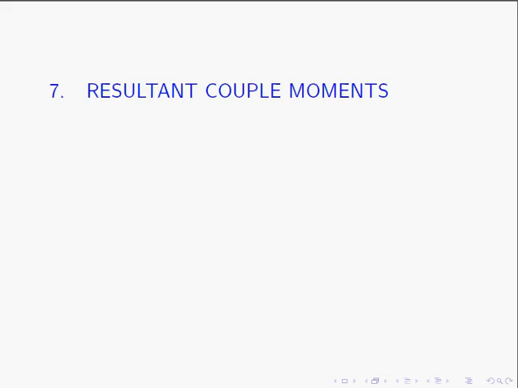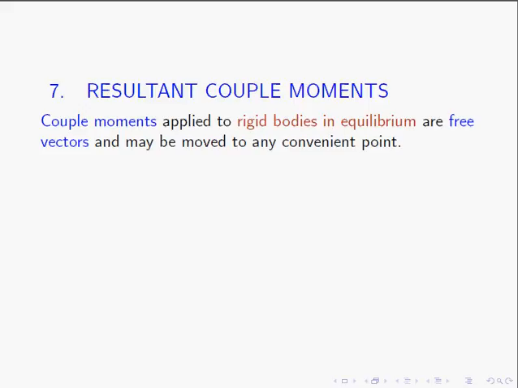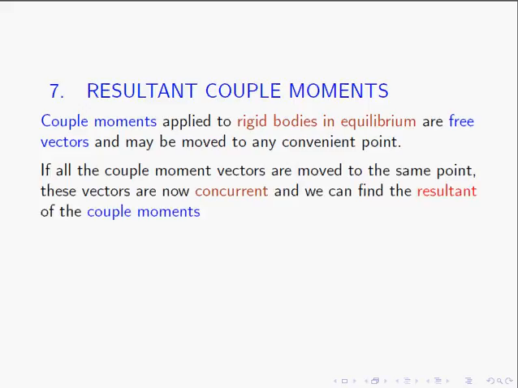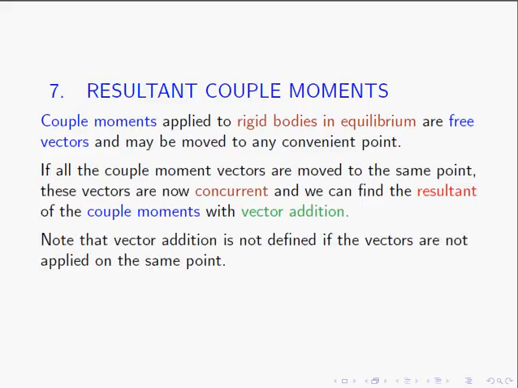In our last point, we will see how to find the resultant of couple moments. Now, couple moments apply to rigid bodies that are in equilibrium as free vectors, and therefore they may be moved to any convenient point. So if we decide to take all the couple moment vectors to the same point, these vectors are now all concurrent, and therefore we can find the resultant of the couple moments with vector addition. Note that the vector addition is not defined if the vectors are not applied on the same point.